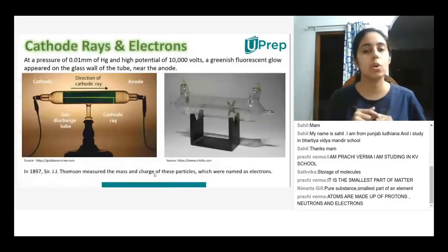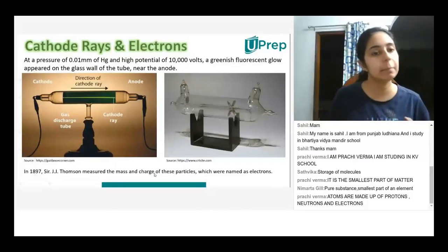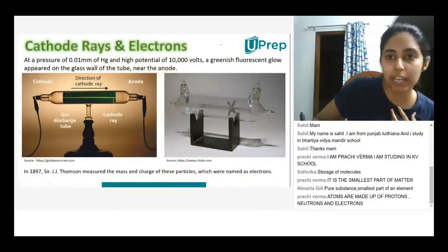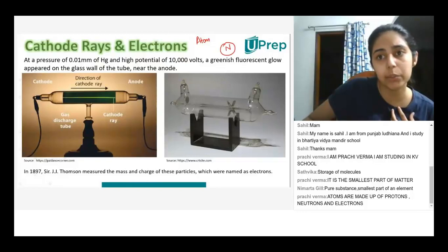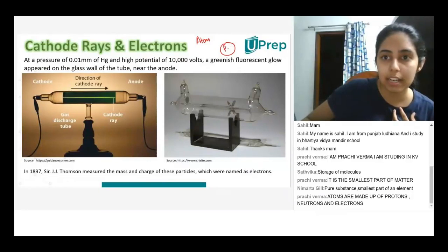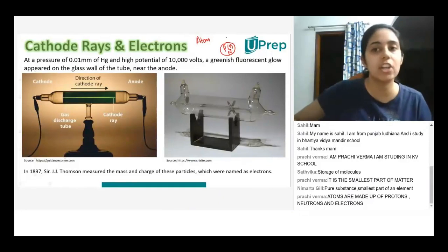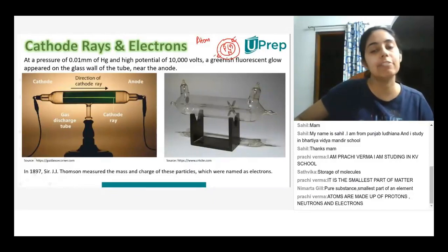So, all right, so cathode rays and electrons, we had discussed this in the previous classes. So basically what cathode rays are, nothing but electrons, okay? So if you guys are not sure what electrons are, let me just tell you that an atom consists of a nucleus. Inside the nucleus, I have protons, which are positively charged, and neutrons, which do not have any charge. And around the nucleus, there are electrons revolving, and these electrons are negatively charged, okay?